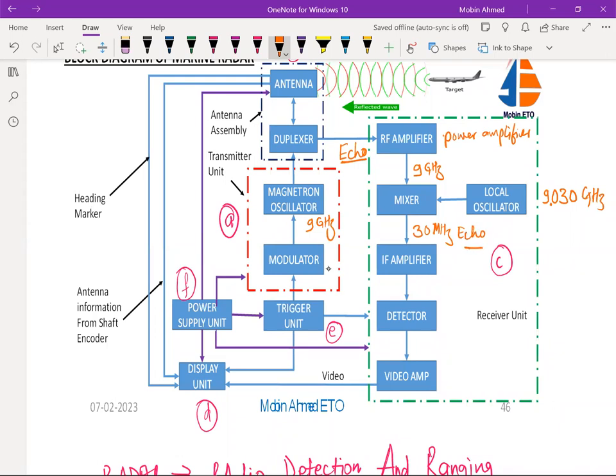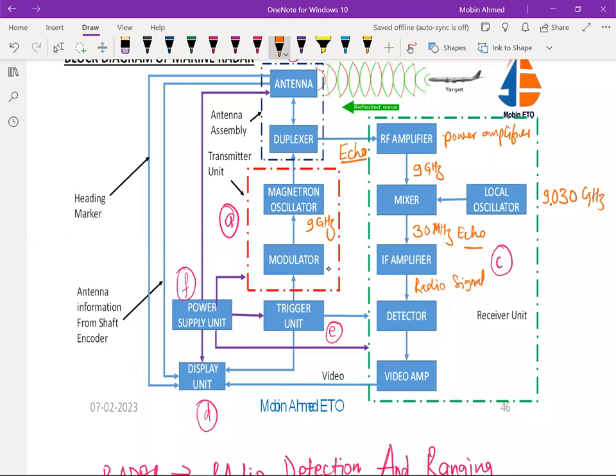Now for 30 megahertz, the amplifier required is very, very small, and that will be amplified. So that is the intermediate frequency amplifier. Now this is a detector. Detector means the signal will be converted into the video signal. So here this is the radio signal.